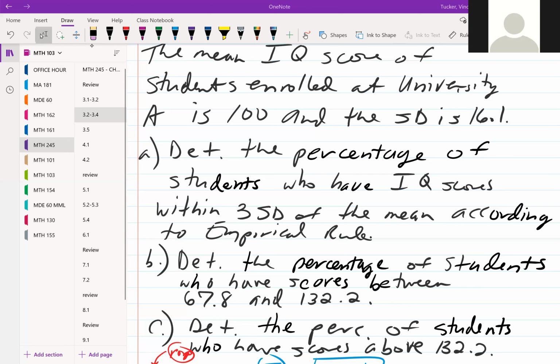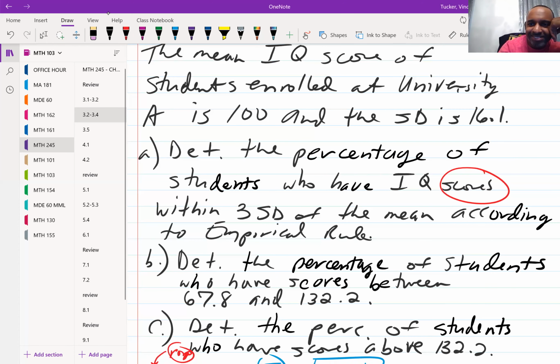Okay, good question. What is the word right after this last sentence on the first question? Students have an IQ, is that scores? Yeah, that's my sloppy scores. Okay, all right, thank you. Not a problem, not a problem.